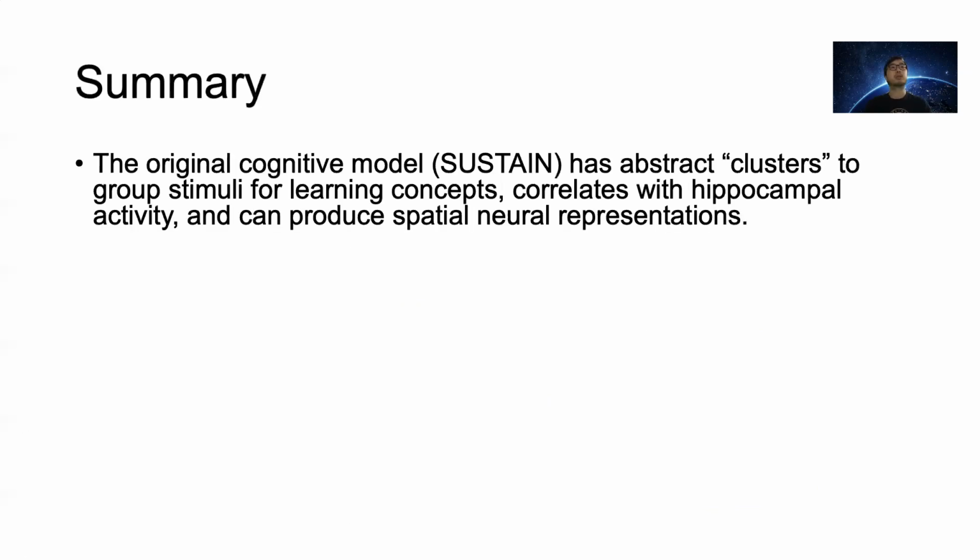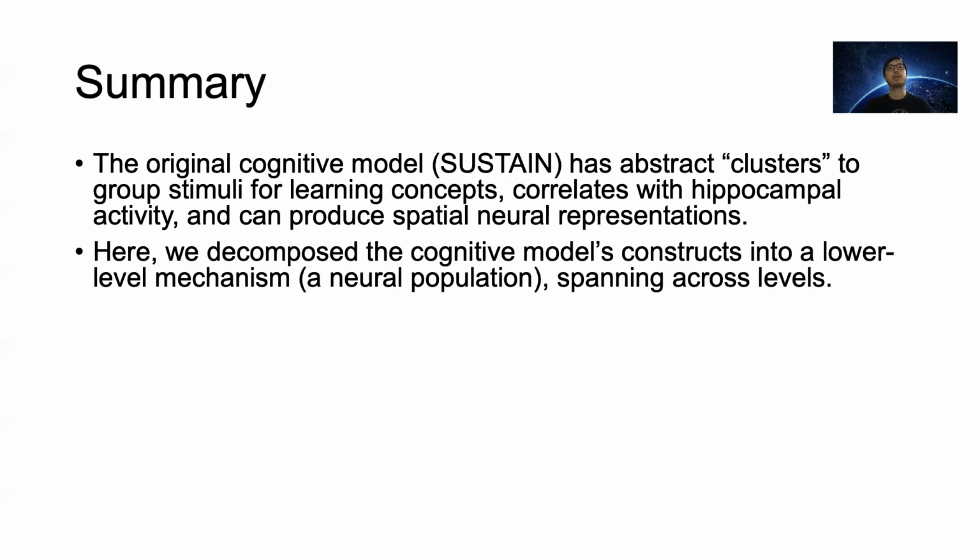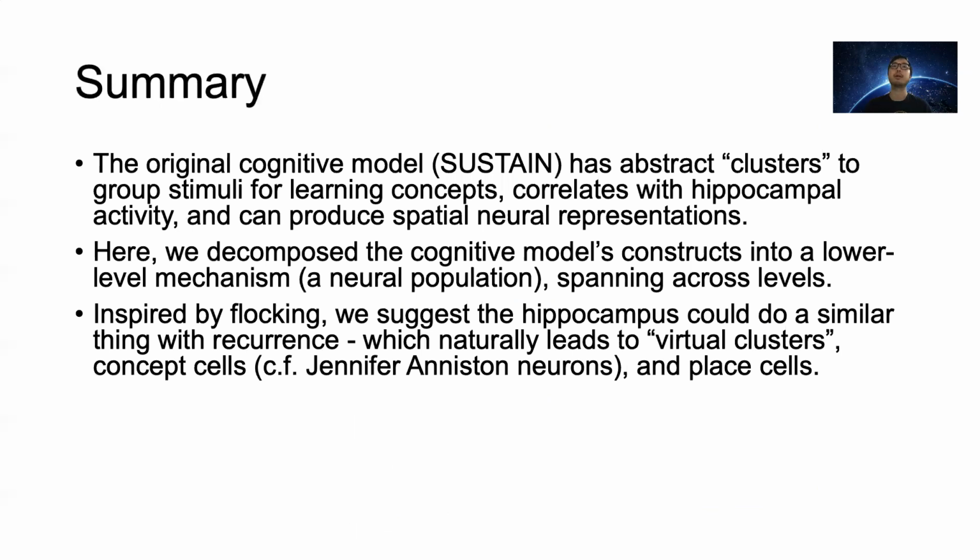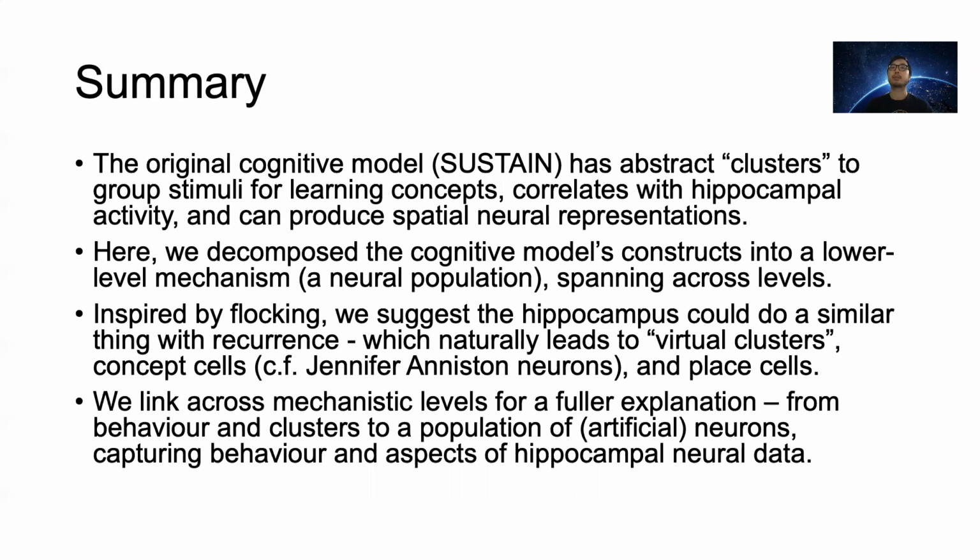So in summary, the original cognitive model has abstract clusters to group stimuli for learning concepts, correlates with hippocampal activity, and can produce spatial neural representations. Here, we decompose the cognitive model's constructs into a lower level mechanism, and we span across levels. Inspired by flocking, we suggest that the hippocampus could do a similar thing with recurrence, which naturally leads to virtual clusters, concept cells, and place cells. We link across mechanistic levels for a fuller explanation, from behavior and clusters to a population of neurons, capturing behavior and aspects of hippocampal neural data.